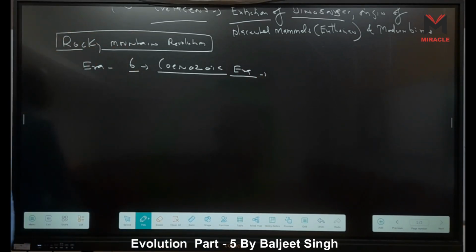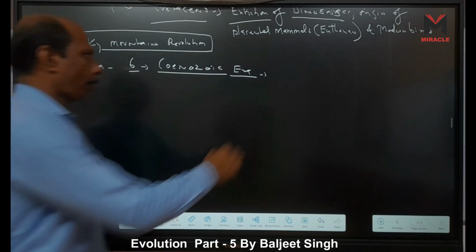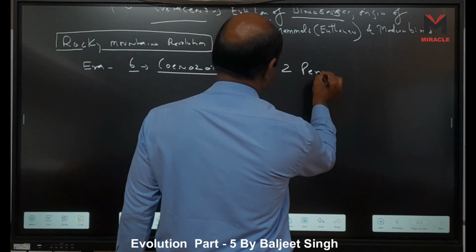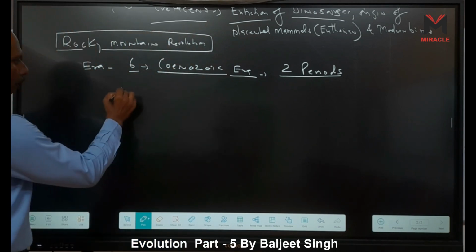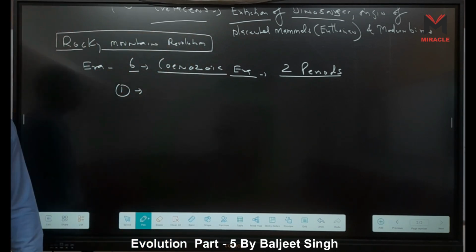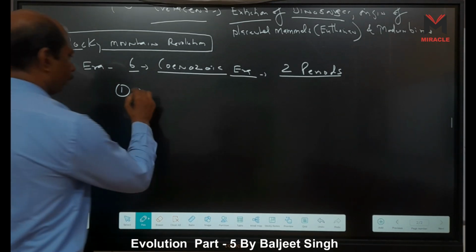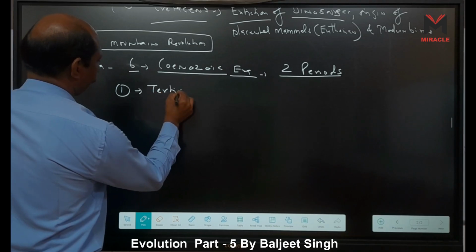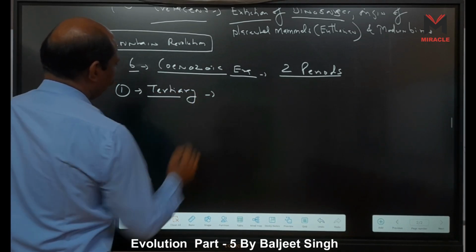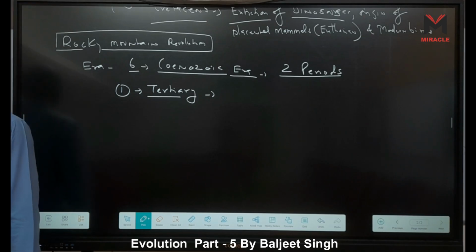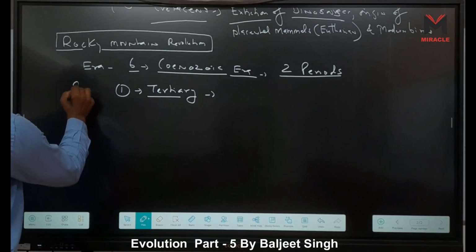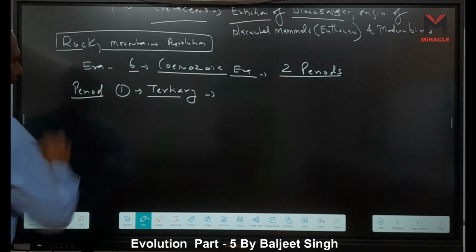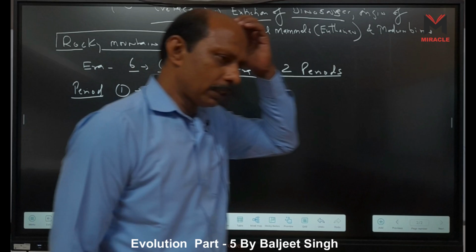This Cenozoic era is further divided into 2 periods. Which 2 periods? The first one is tertiary, and then the last one is our quaternary. So tertiary is the first period, and quaternary is the last one, the modern one.